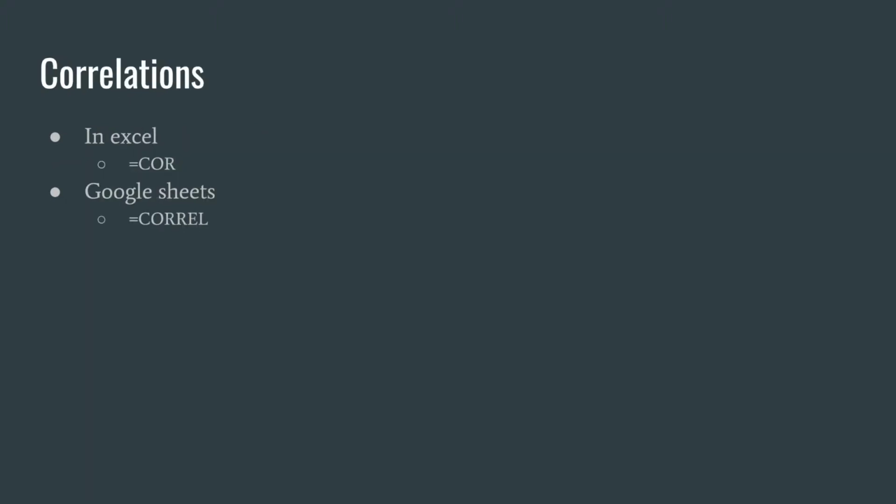So when trying to find the correlations, depending on the versions of Excel, sometimes it can accept, as you can see, COR or CORREL. However, for Google Sheets, the formula was just equals CORREL.